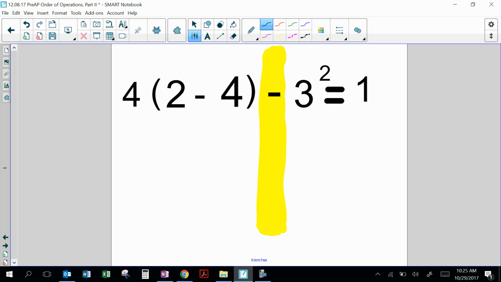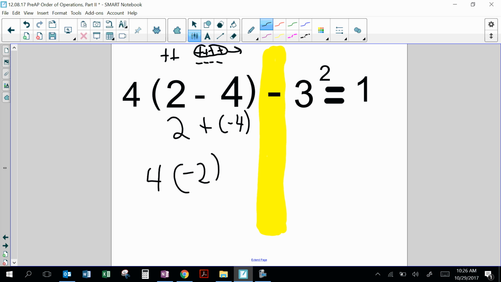So let's solve the first term. 4 groups of 2 take away 4. If you have 2 and I have to take away 4, what will that be? In case you forget how to subtract integers, how can I take away 4 from this without changing the value of 2? I need to draw 4 zero pairs. So I take away these 4. I am left with 2 plus negative 4. Again, you may know a shortcut is you keep the 2, you add the opposite. The opposite of 4 is negative 4. So 2 plus negative 4 is negative 2.